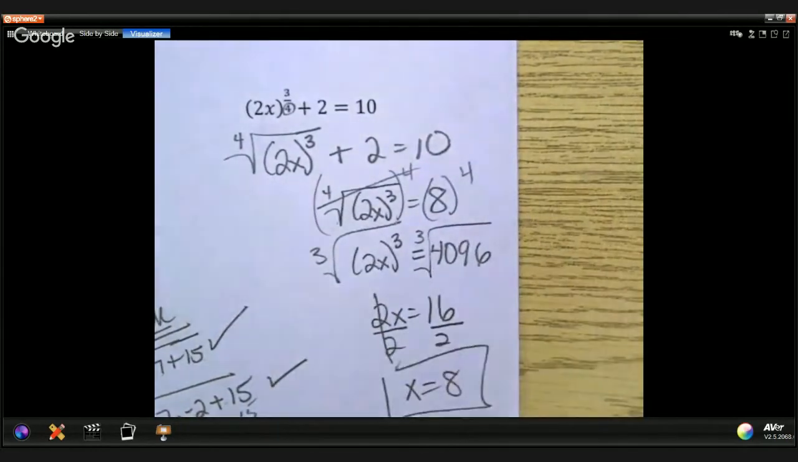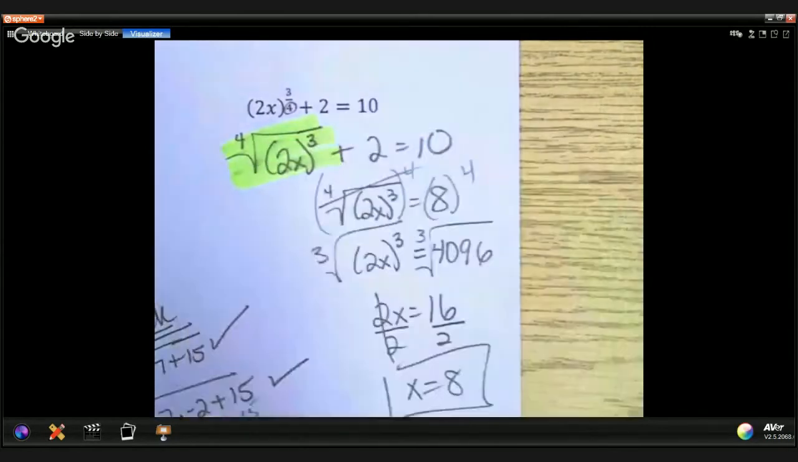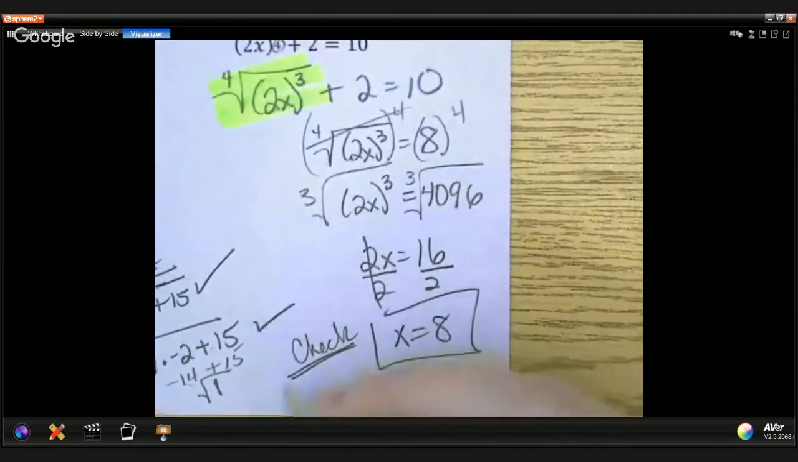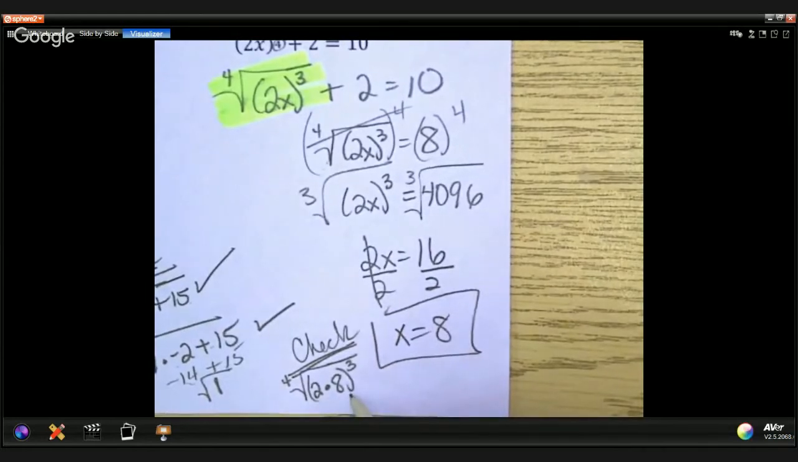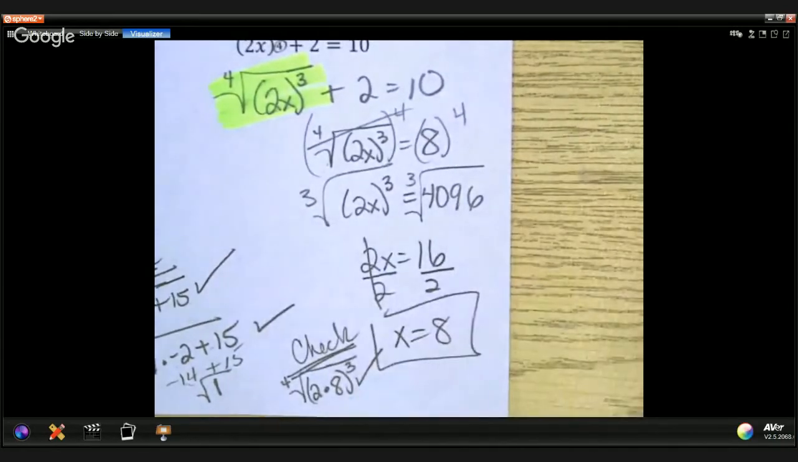And again, the place that I have to check it is the radical, which is right here. When I check it, it's going to be the 4th root of 2 times 8 to the 3rd. Well, 2 times 8 is positive, raised to the 3rd power is still going to be positive. And so since it's positive, that one also checks out.